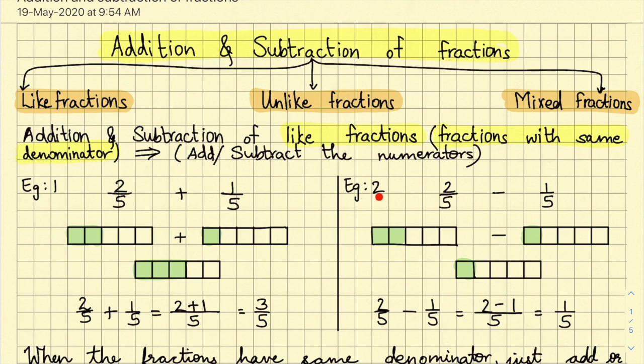Now we move on to the second example, 2 over 5 minus 1 over 5. Here you can see two boxes are shaded out of all the 5 boxes. One box is shaded out of all the 5 boxes. Now 2 minus 1 is equal to 1. So one box is shaded out of all the 5 boxes. So 2 over 5 minus 1 over 5 is equal to 2 minus 1 over 5, which is equal to 1 over 5. So what we understand is when the fractions have the same denominator, just add or subtract the numerators.